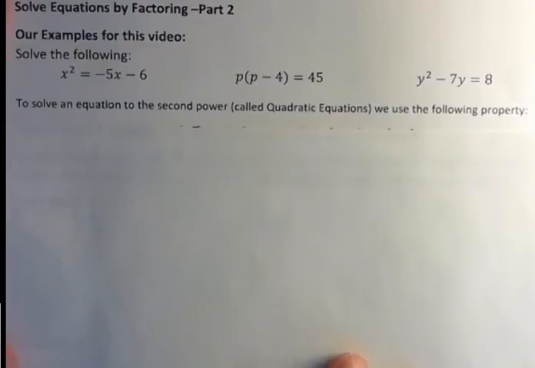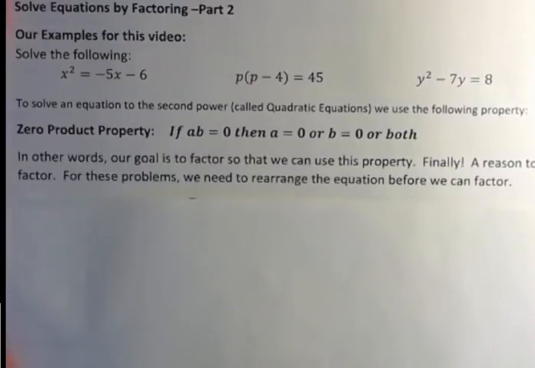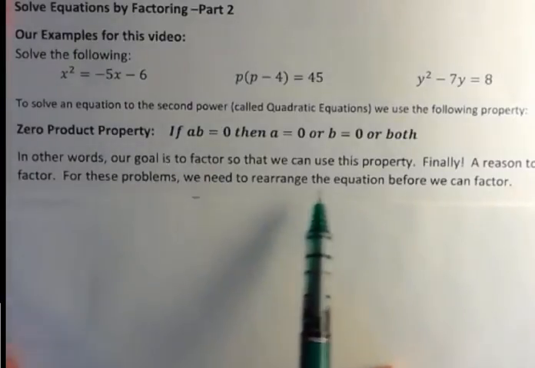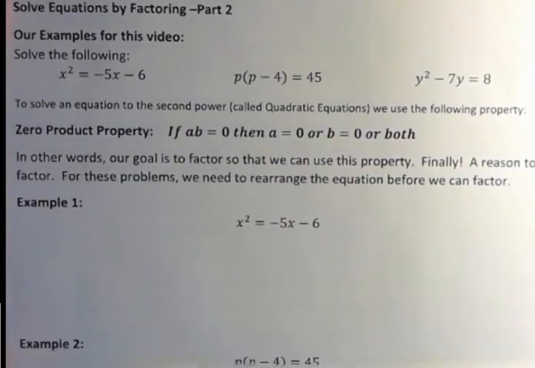To solve a second power equation, called quadratic equations, we use the zero product property. The only thing different about these problems from the last ones that we did is that for these problems, we need to rearrange the equation before we can factor. So that makes them a little more complicated.